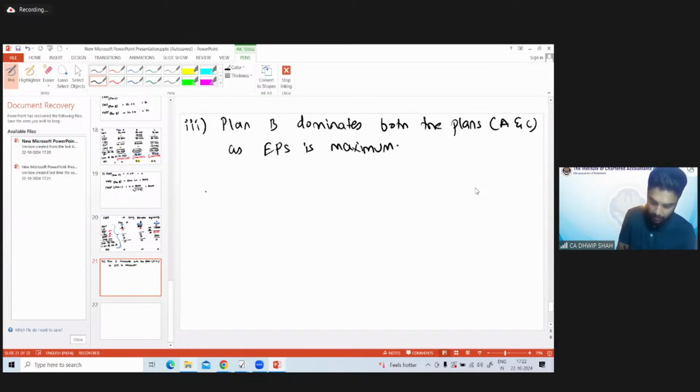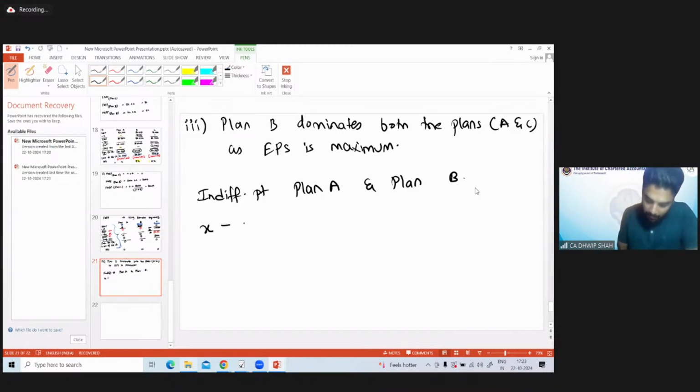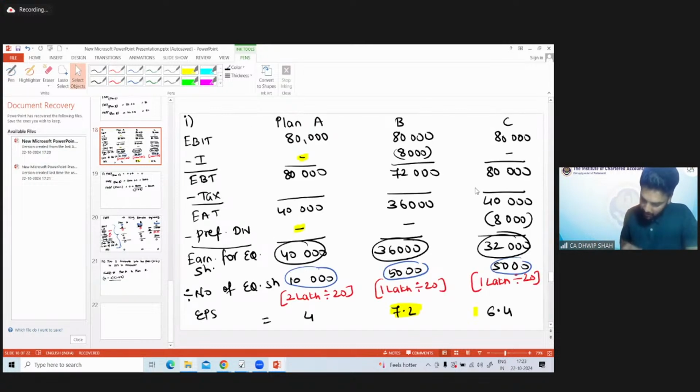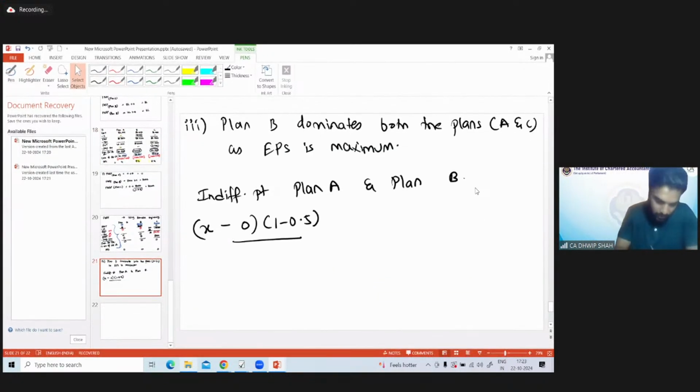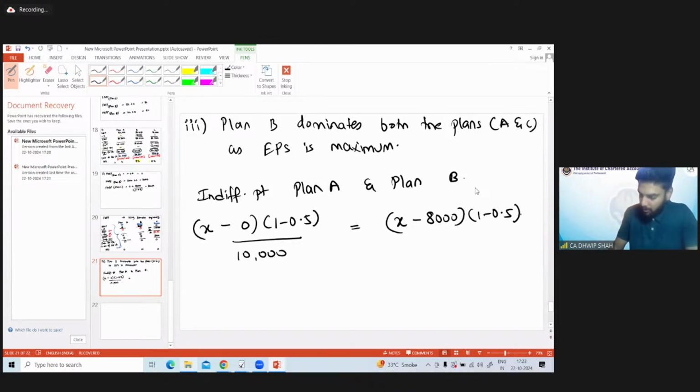Okay, so let's calculate the indifference point between plan A and B. And now I am not writing the formula, I am directly calculating using the formula. EBIT less interest. Interest in plan A is 0. 1 minus 0.5. Preference dividend is nil. Divide by number of equity shares. Number of equity shares in plan A is 10,000. Is equal to X minus interest in plan B is 8,000. 1 minus 0.5. Preference dividend is 0. Divide by 5,000. Can you help me in calculating the value of X, which is EBIT?